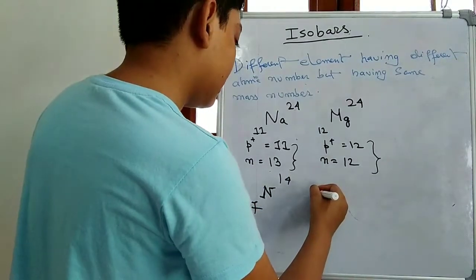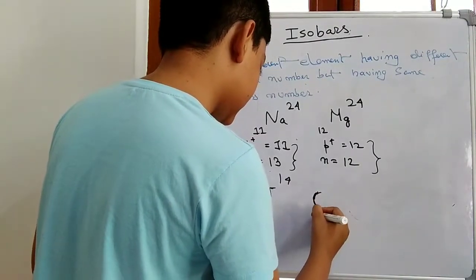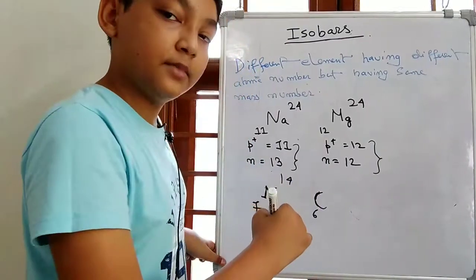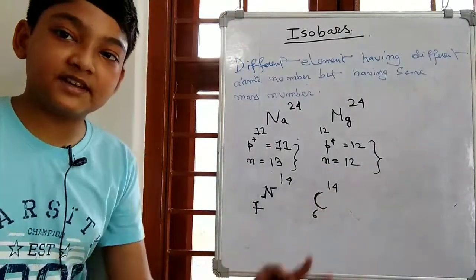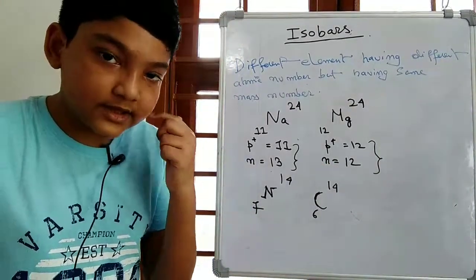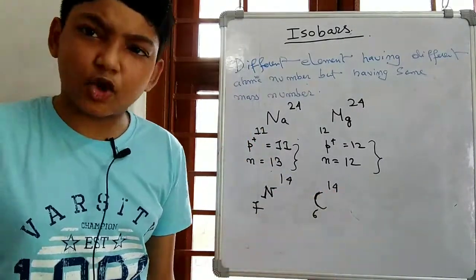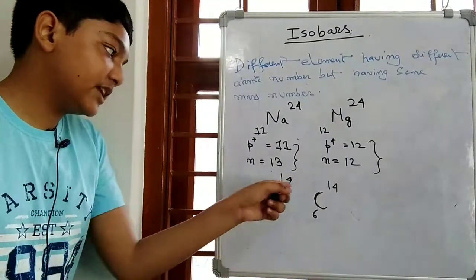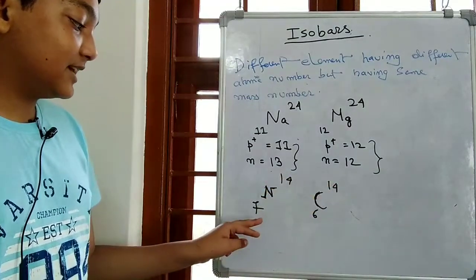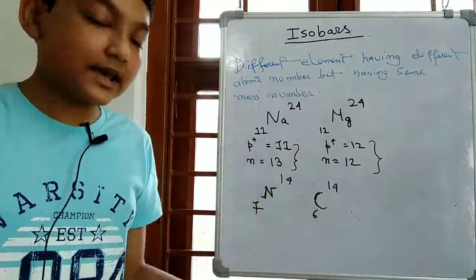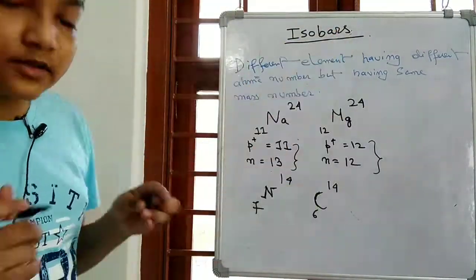Suppose we are taking our favorite carbon, C. Carbon has 6 as its atomic number. Suppose I am taking carbon's isotope which has mass number as 14 and atomic number 6. Nitrogen is 7 and 14. See, 14 and 14 are matching, but the atomic number is not matching. Mass numbers are the same, atomic numbers are not the same. So we call it isobars.